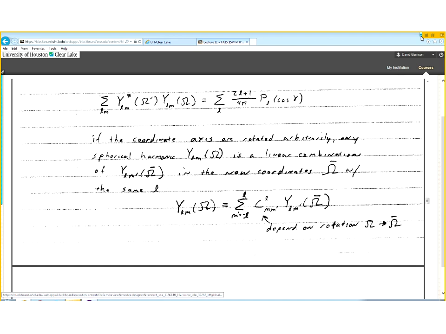And so what this is saying is that if the coordinate axes are rotated arbitrarily, any spherical harmonic is a linear combination of Y_lm prime of the new coordinate omega bar with the same l. And so what you end up with is saying that you can take any spherical harmonic and you can rotate it to give you another spherical harmonic. So they're like eigenfunctions, but they're really geometrically orthogonal, is what this is saying. And so you can write your spherical harmonics as combinations of other spherical harmonics, because all they really are is different rotations.